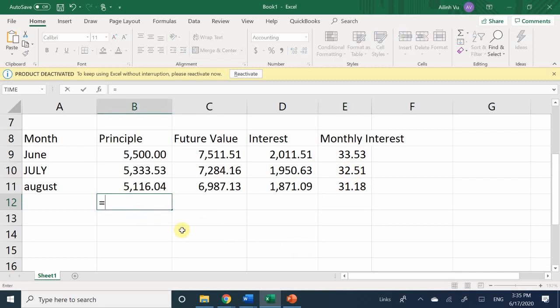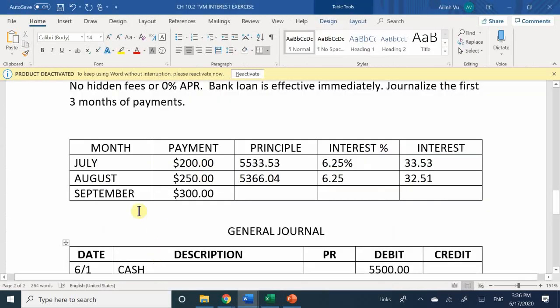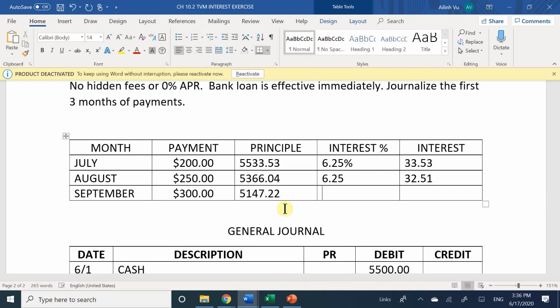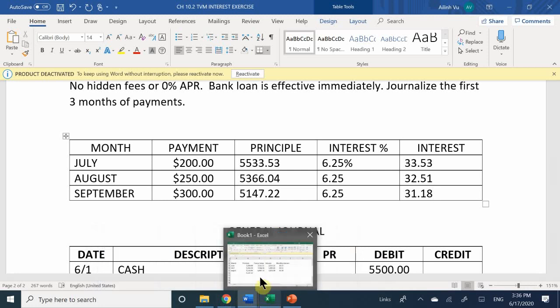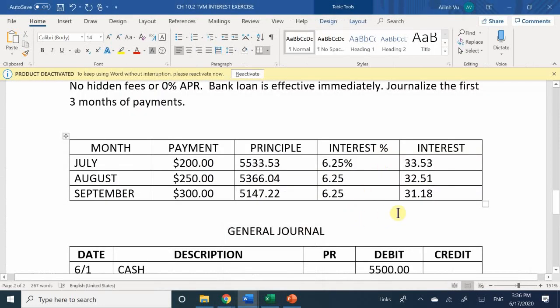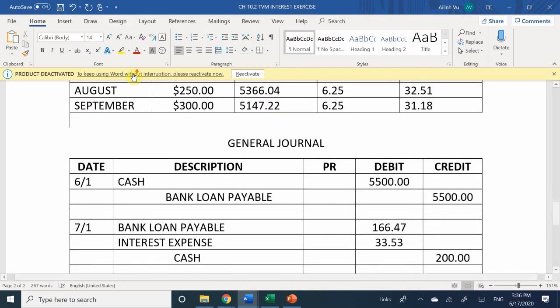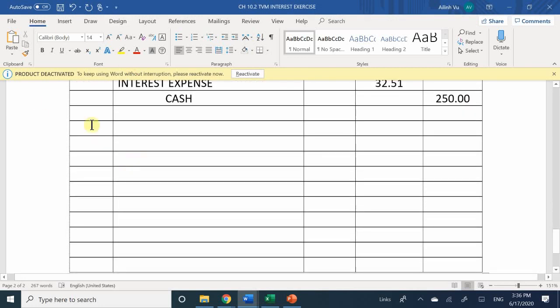So $31.18. So a new principal should be this amount, 5147.22, at 6.25%. And my total interest was 31.18. Yes, 31.18. Okay? So this time we made a payment of $300 for the month of September. Let's go ahead and recognize that.